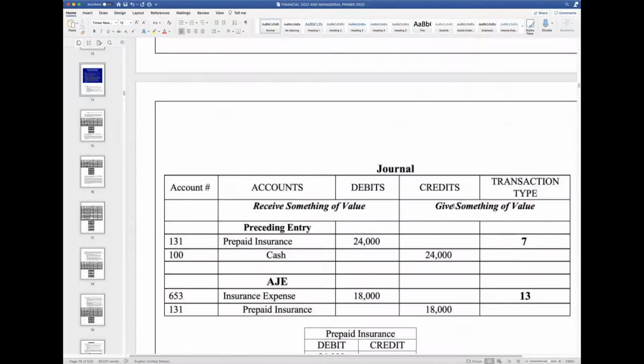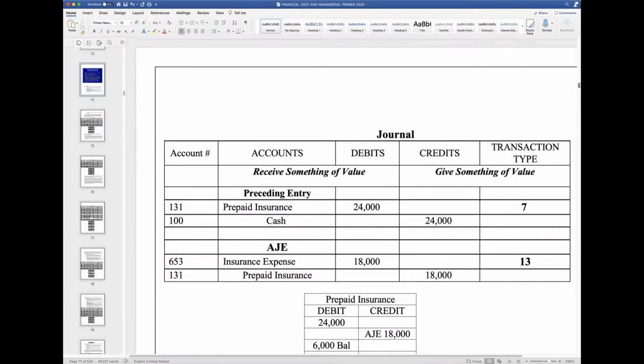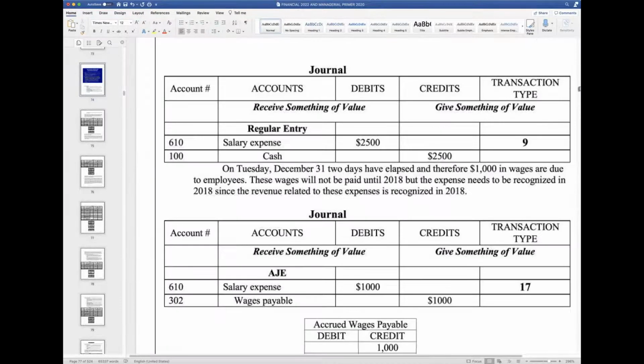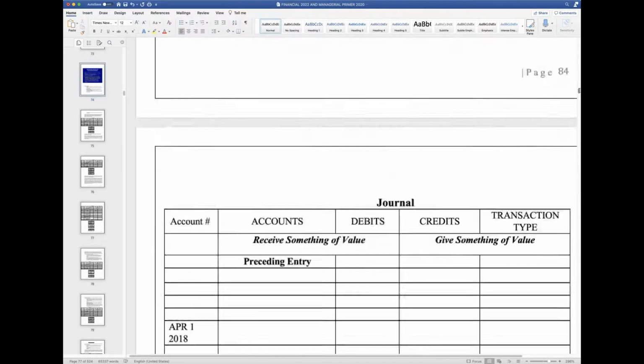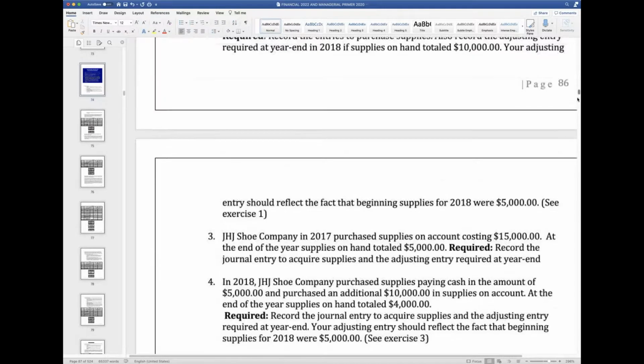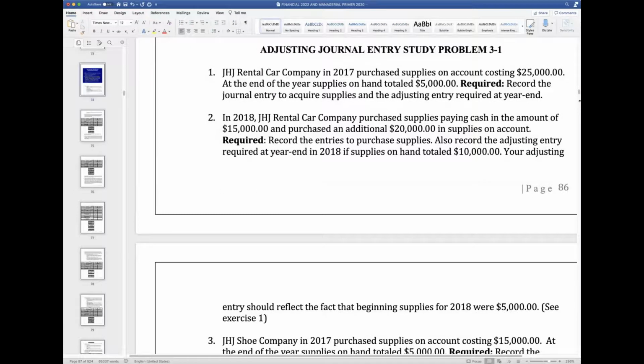Okay, so let's see if we can move to problem 3-1. And I think we did 1 and 2 last time, correct? Right.